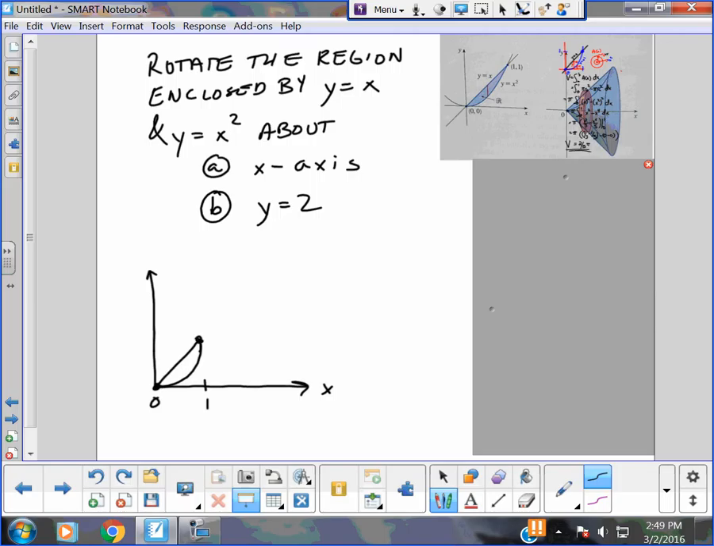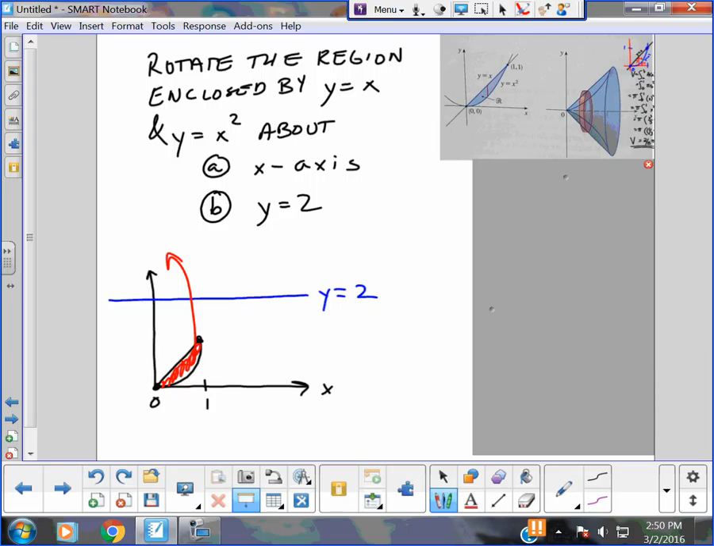At least that's what I see. I see a little banana shape here, right? But instead of spinning it the way it's shown up here on this figure, to make that kind of cone shape with that washer ring, they say, hey, rotate it about the line y equals 2. So now this is going to spin this way around.